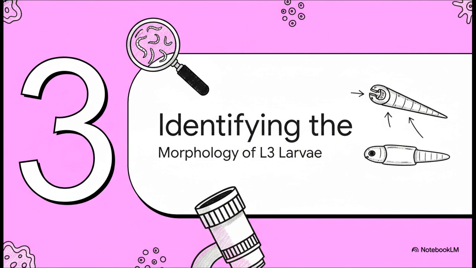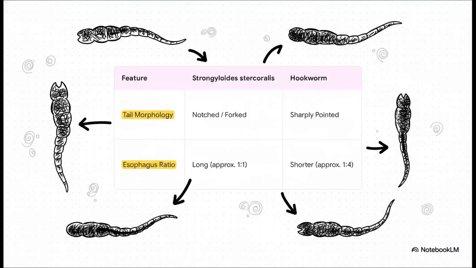This next step takes a really keen eye and a solid understanding of larval morphology. Okay, so when we're looking at these infective L3 larvae that we've recovered from the culture, there are two features that are absolutely critical for telling the most common human pathogens apart. First thing, look at the tail.